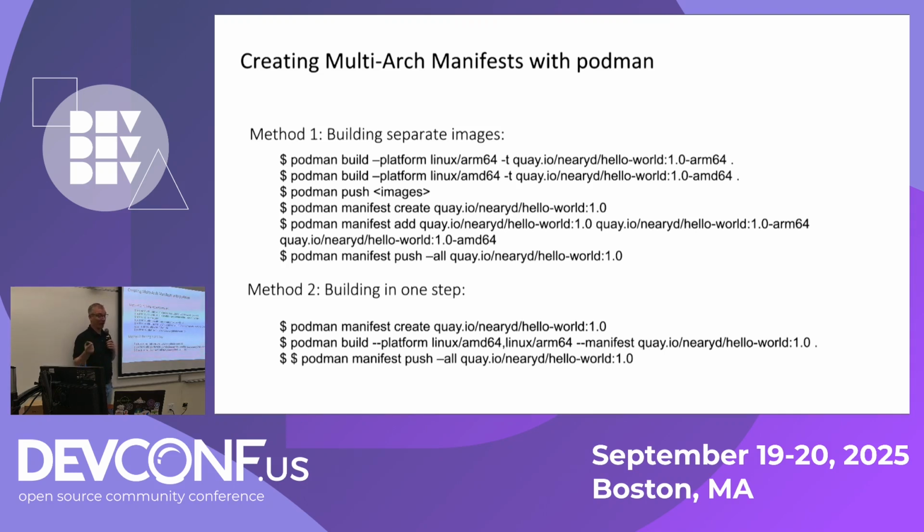There are some gotchas here. If you keep adding into the same manifest, you will have duplicates for each platform. You need to wipe the manifest before you add each of the images when you're creating a new version. You can do that as separate images, or you can do that in a single step using podman build with the platform flag, and you give it multiple platforms, and it knows how to build on them. I don't know how that works.